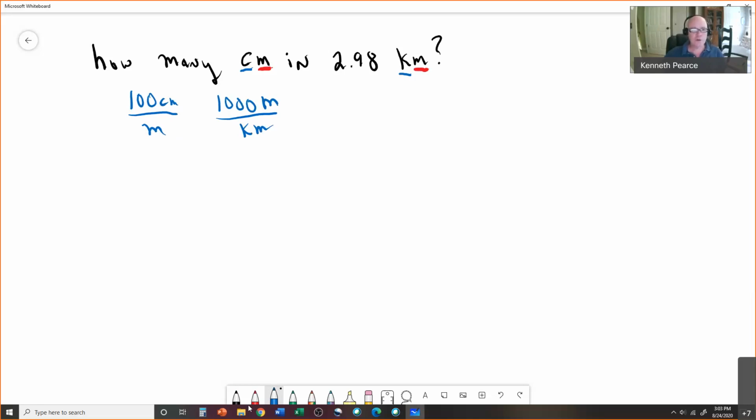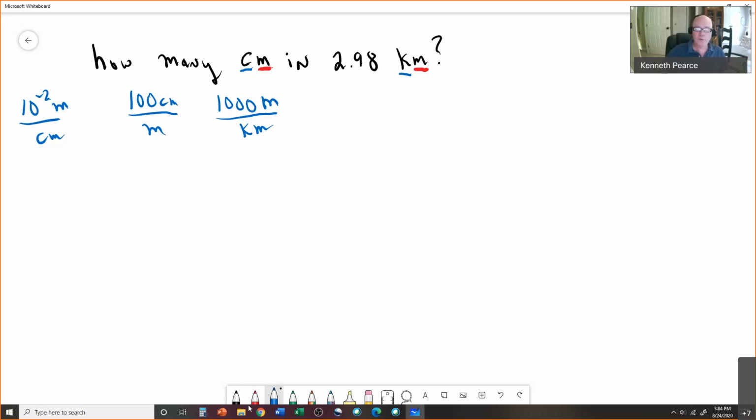And I could have just as easily written it as 10 to the minus 2 meters for every centimeter. I like to generally try to avoid these negatives up there, but it's all right. Either way, mathematically, it means the same thing. And it doesn't matter if I put kilometers on the bottom or meters on the top, or meters on the bottom and kilometers on top. It doesn't matter. What we're going to do is fix that with our setup, okay?